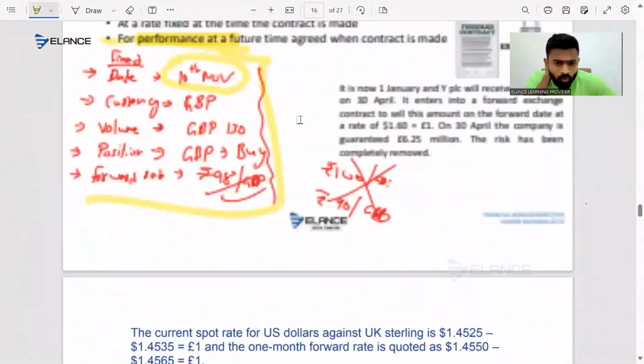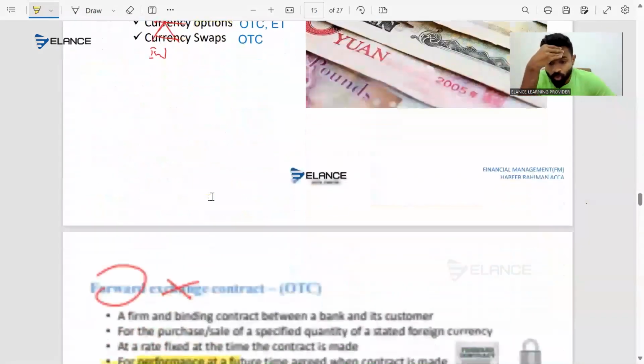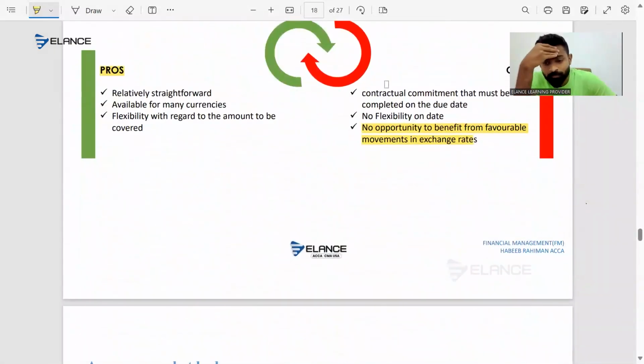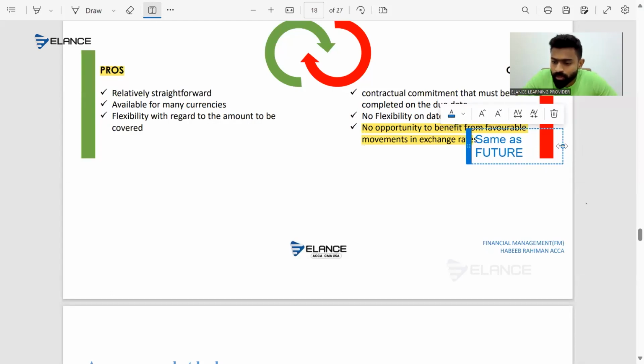Similarly, which one is also a lock-in rate? Not only forward, but which is also a lock-in rate? Futures also. So this disadvantage is the same for futures. So you can type here in this file. Please do type: same as future contracts. Is it okay?